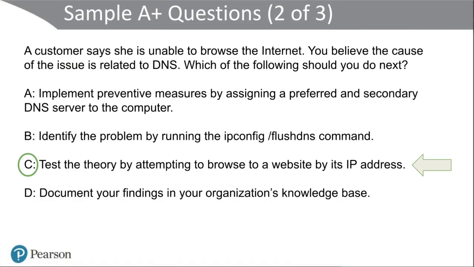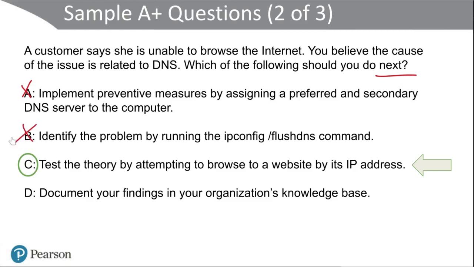Back to our question here, it's also important to know which answers are incorrect. So if we look at these, A is incorrect. That says implement preventive measures by assigning a preferred and secondary DNS server to the computer. Well, that may be the actual solution to this problem, but that's not what the question is asking you to do. It's asking which of the following should you do next, right? So this may actually be the solution, but that's part of step 5, and we're not at that point yet. You really shouldn't be fixing the problem yet. You're testing at this point.